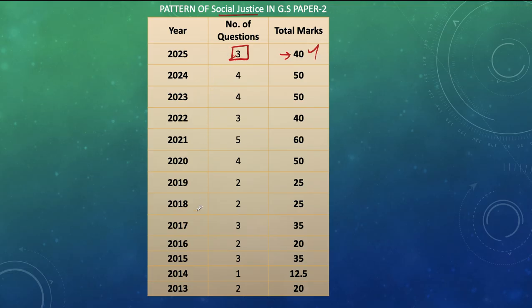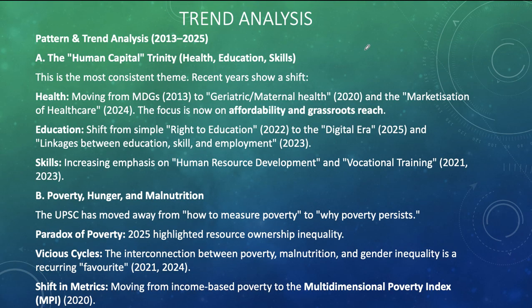But overall, if you analyze from 2013, they started with 2 questions, and in some years they even asked 1 question. But in the recent trend analysis, students, you can easily observe an average of 3 to 4 questions, and the marks you can expect are 40 to 50 for the coming year also, that is the 2026 examination. So you need to prioritize the syllabus accordingly. Poverty is one component, social sector initiatives another, and government policies and vulnerable sections the third. So there were 3 segments. Accordingly, 3 or 4 questions can be asked from each part of the syllabus.